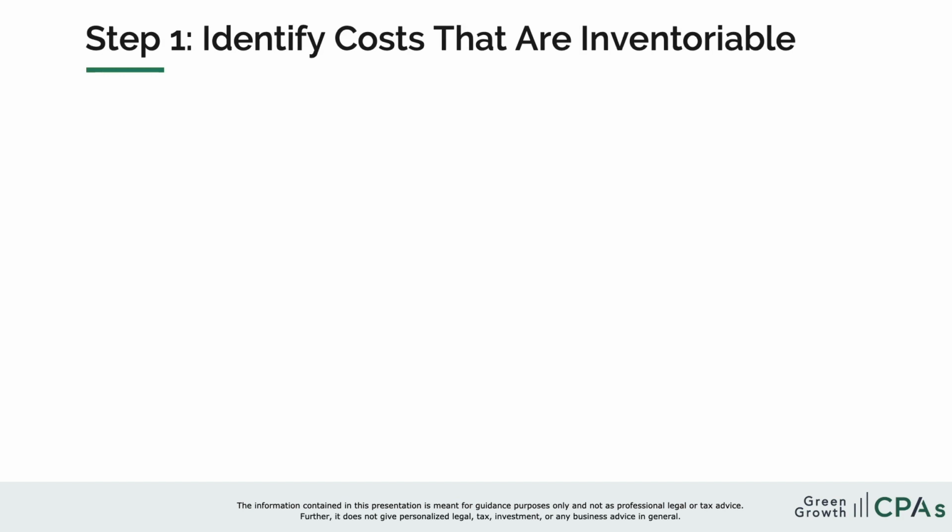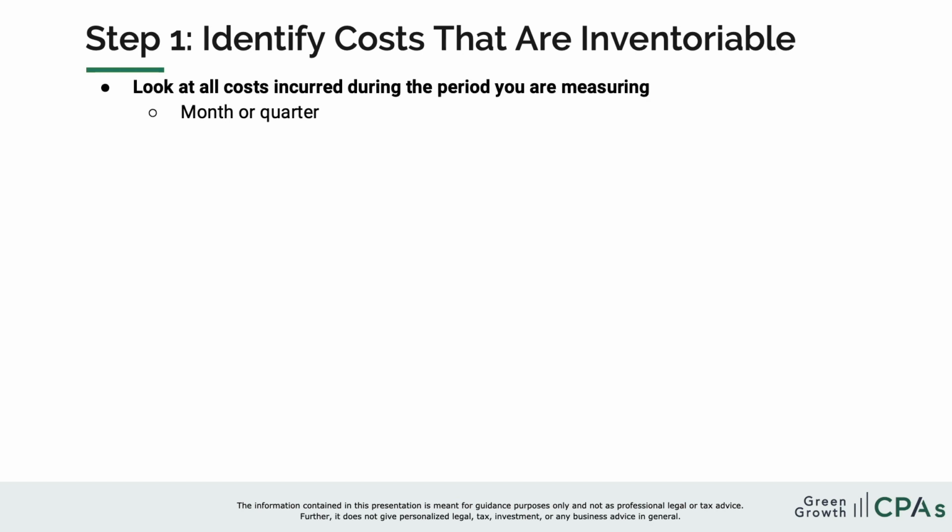Now, for a cultivator, the product costs are going to include direct materials, direct labor, and the cultivation overhead, which is fixed and variable costs. Now, what you're going to do is look at all the costs incurred during the period that you're measuring, whether that's a month or a quarter.